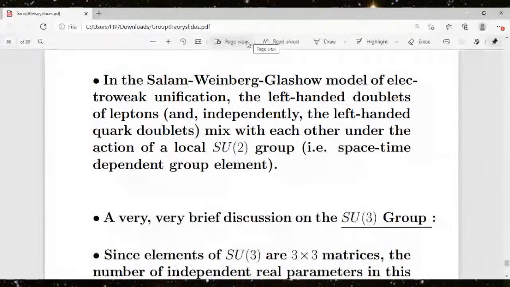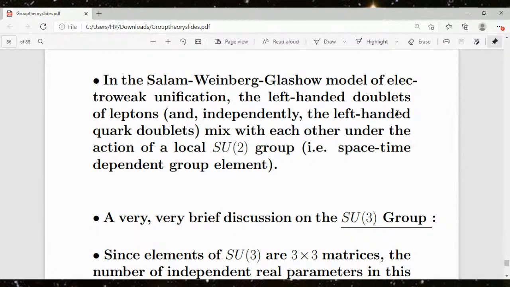And therefore, SU2 indeed plays a very important role in the electroweak unification, as was shown by Salam, Weinberg, and Glashow in the mid 1960s, and they were given the Nobel Prize in 1979 after one of their predictions concerning neutral current was shown to be correct in accelerator physics results.